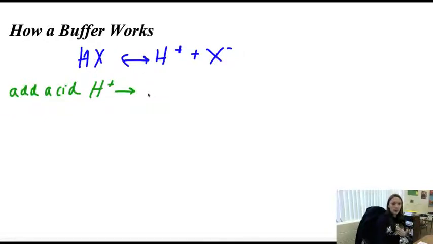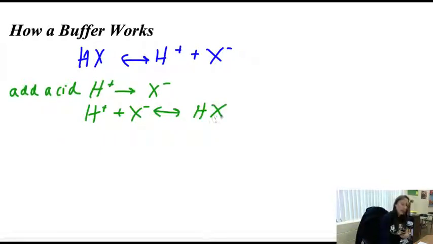So you add H plus, it's going to react with the X minus, and H plus plus X minus is going to yield my HX. Okay, so you're adding an acid, but I am forming an acid. You're also going to use up some of the base in the reaction to make more of the acid. So whatever you're adding, you are in essence undoing.